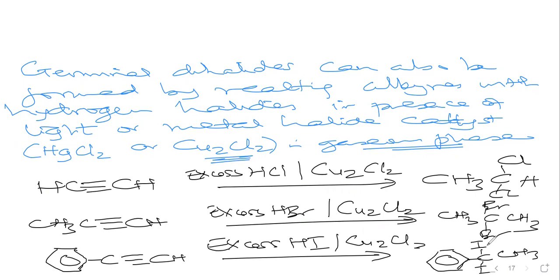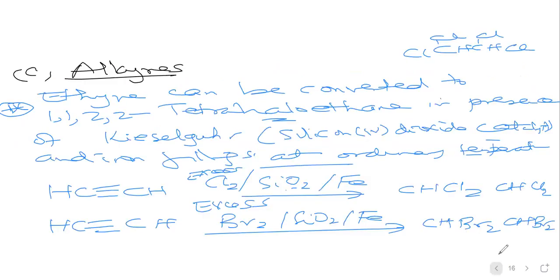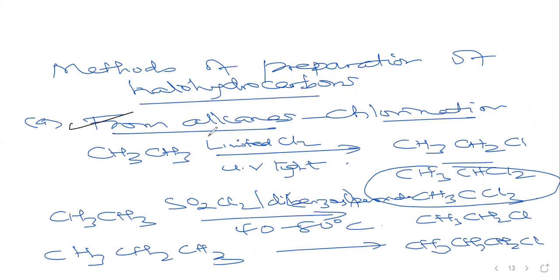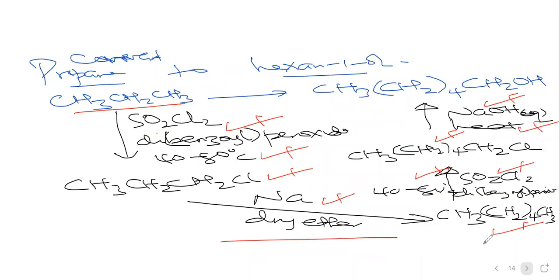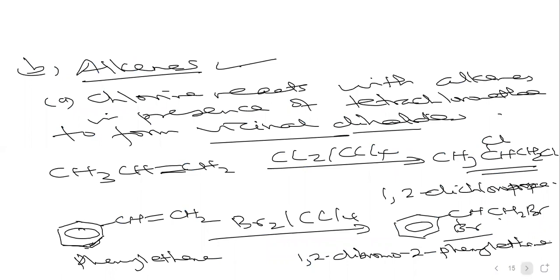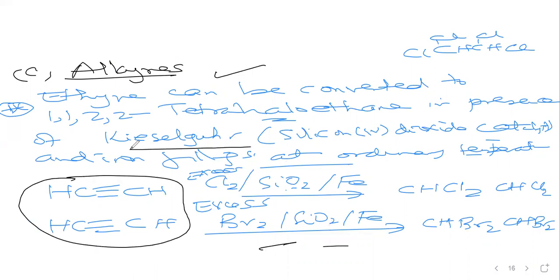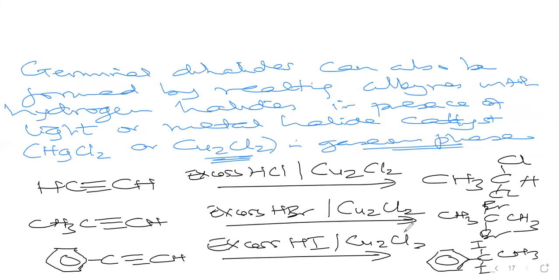So that is in a case I want geminal dihalides. What have we looked at so far? We have so far looked at how to get hydrocarbons from alkenes. We have seen how to get hydrocarbons from alkynes, specifically beginning with ethyne. This is a specific reaction in which you use Kieselguhr catalyst. We have also seen how to get them from other alkynes. In case we want the geminal ones, the halogen atoms are on the same carbon atom.